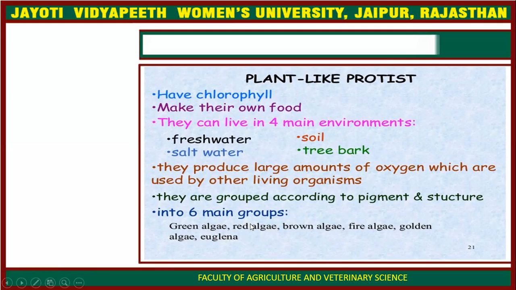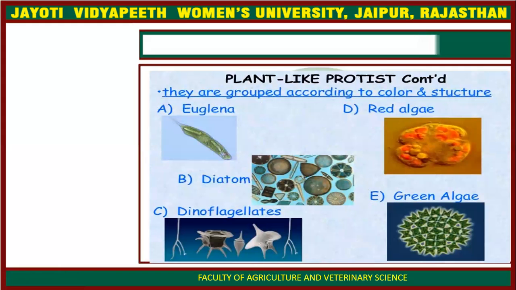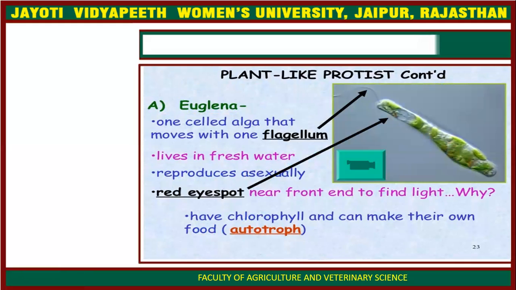The plant-like protists include the green algae, red algae, brown algae, fire algae, golden algae, and euglena. So these are the plant-like protists. We will discuss each one by one. Euglena is a one-celled algae that moves with the flagellum. This is a flagellum which helps their movement.